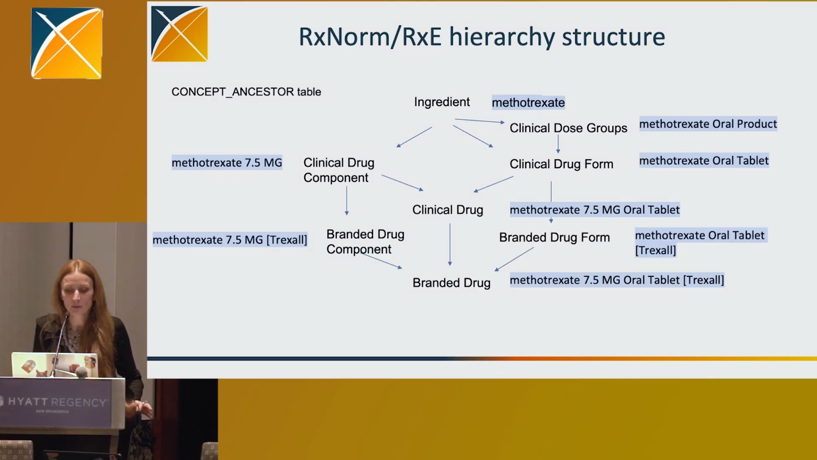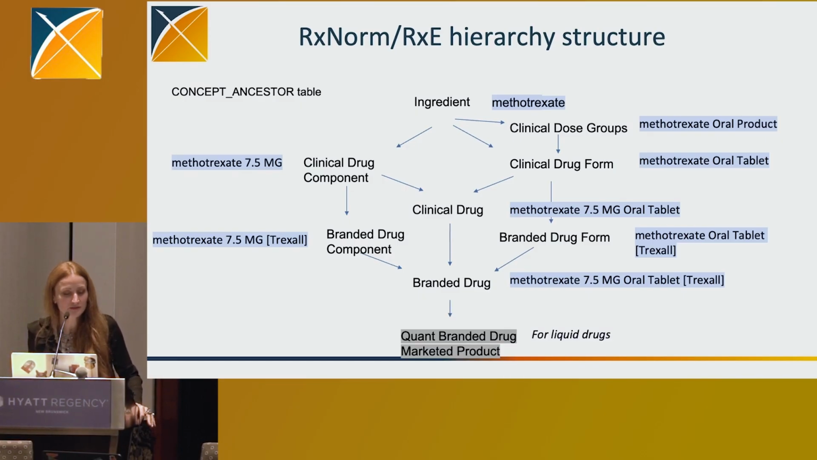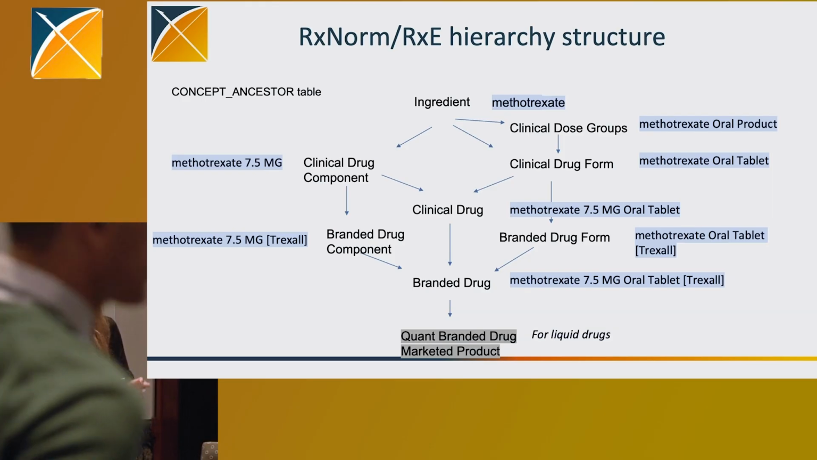In parallel, we have a sibling of this, branded drug form: ingredient, dose form, and brand. What is missing? Drug strength. It's possible to have it in your data. Then, at the end, you will get quantified branded drug for liquids and marketed product. All attributes are there: box size, manufacturer, brand name, all of them. So you can use this beautiful hierarchy, and the drug domain is really the best in the OMOP. It's the cleanest, very nice and straightforward.